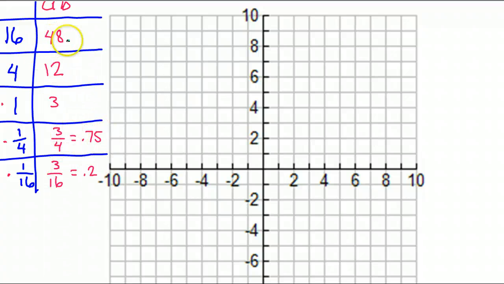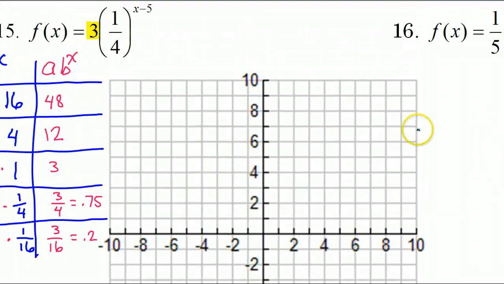At -2, we have 48. All right, so that's way off the chart, so I'm just not even going to deal with it. At -1, we're at 12. That's a little bit off the chart, but I'm going to go ahead and fake it. So at -1, we're at 12. So this is like 11, 12. It would be right about here.